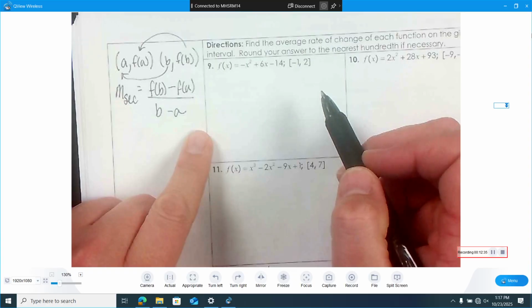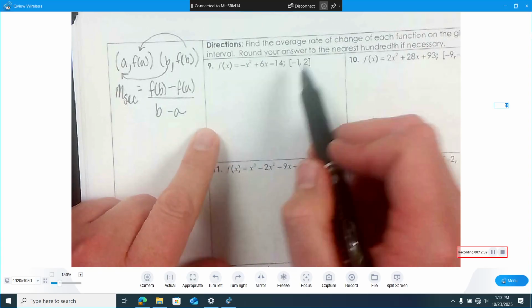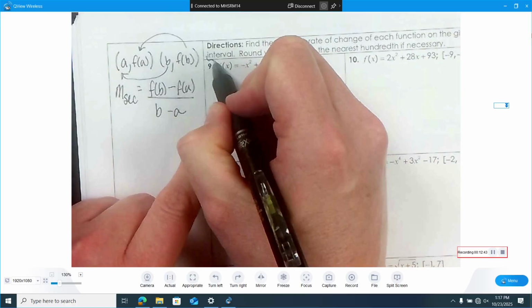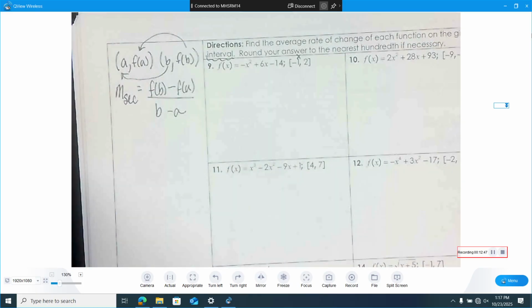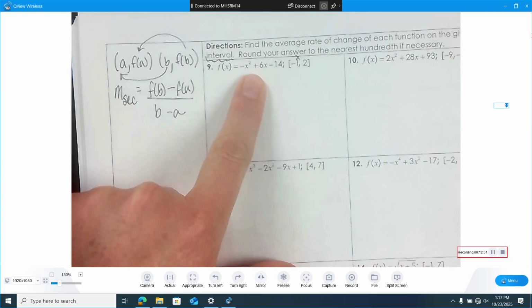And how do you know which one goes in the bracket? Anytime we talk about an interval, we're always talking about an x interval, on the independent variable, the variable that our function's based on, okay?